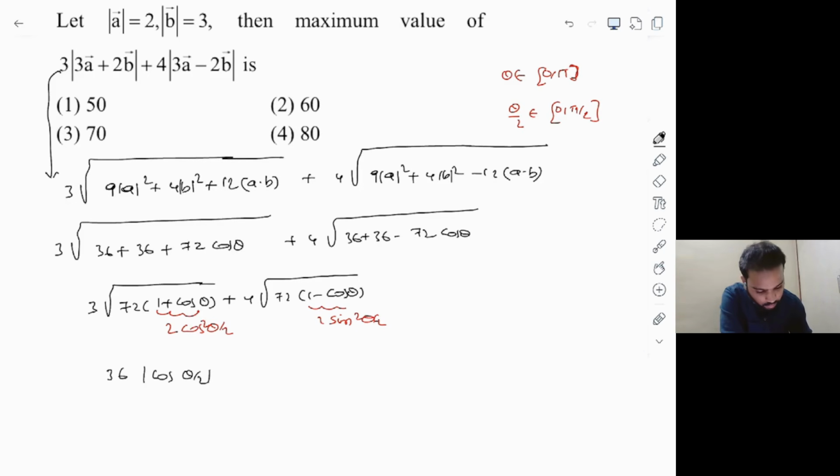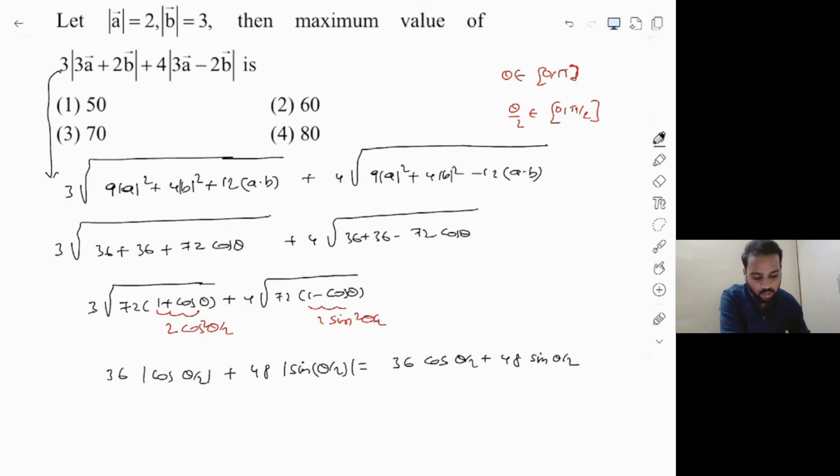And this is going to be 4 times 12, which is 48 modulus of sine theta by 2. But because we know that these are first quadrant angles, theta by 2, in the first quadrant sine and cos are positive. Hence, you can remove the modulus sign. And finally, you can write the expression as 36 into cos of theta by 2 plus 48 into sine of theta divided by 2. And you can take 12 common.